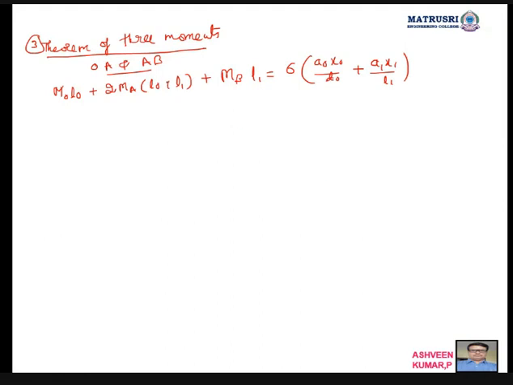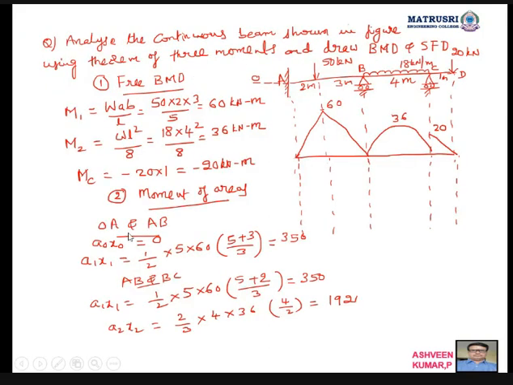So M0 L0. What is M0 L0? This is 0. This is also 0. Then this is also 0. And what I will do? 2MA L1. L1 is how much? 5 meter plus MB into L1. L1 is again 5 meter is equal to 6 into A1 X1, A1 X1 400 by 5. So this A1 X1 you want to take from OA and AB span. OA and AB span I am taking. So this is 400, not 350.